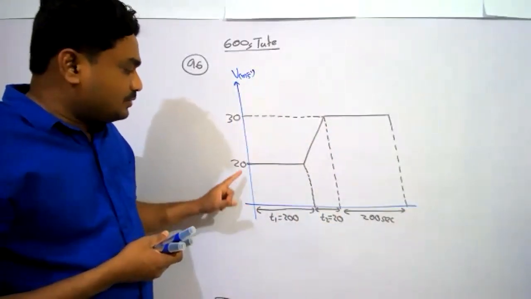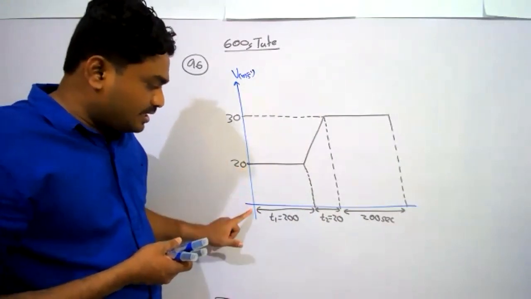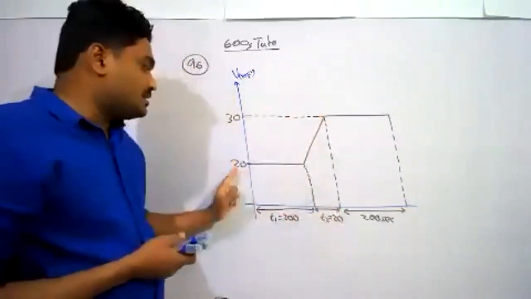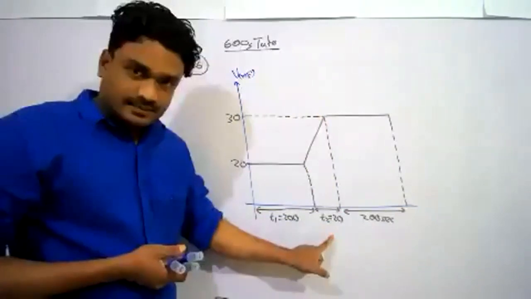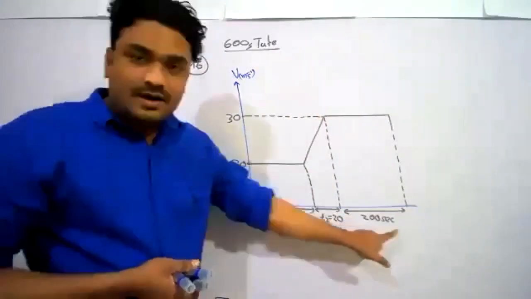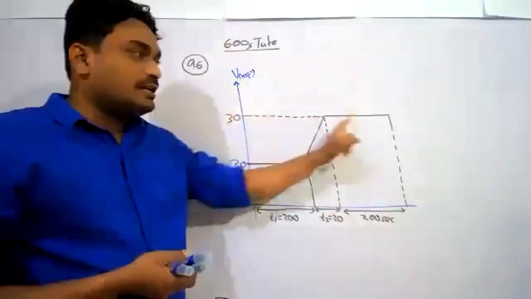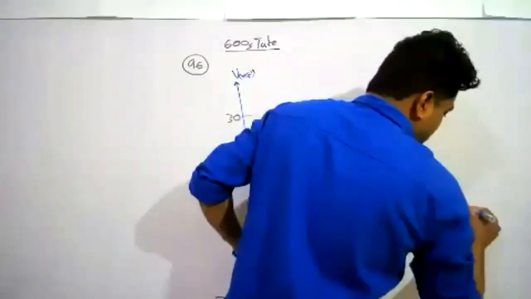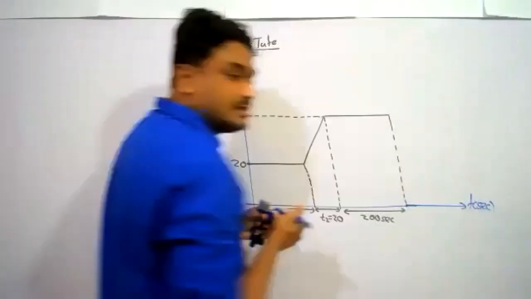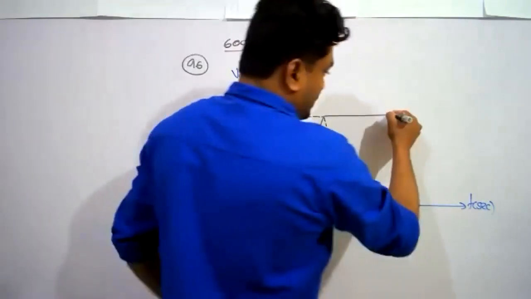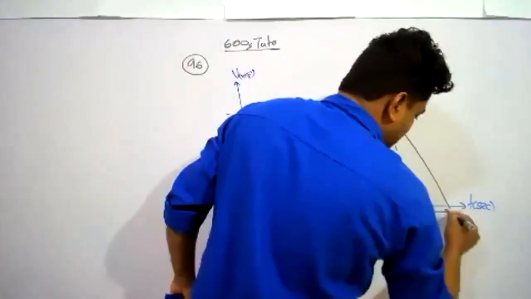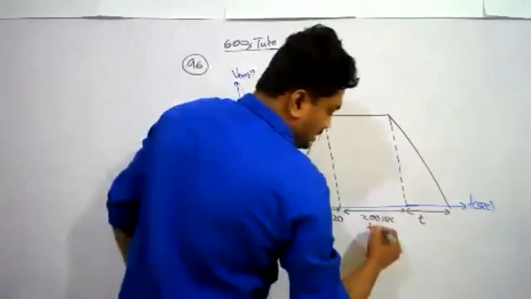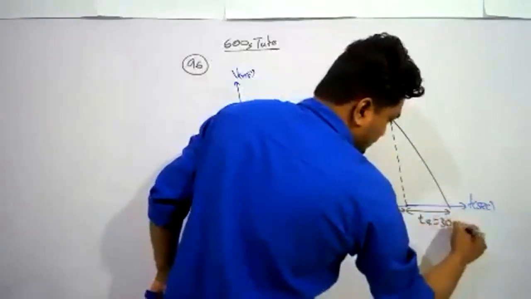The vehicle travels with a constant velocity of 20 for a period of 200 seconds. During the next 20 seconds, it accelerates, and velocity increases from 20 to 30. Within the next 200 seconds, the vehicle travels with a velocity of 30 meters per second. We have already drawn this graph. And during the final 30 seconds, the vehicle decelerates and comes to rest. So this is the graph, with T1, T2, T3, and T4 being 30 seconds.